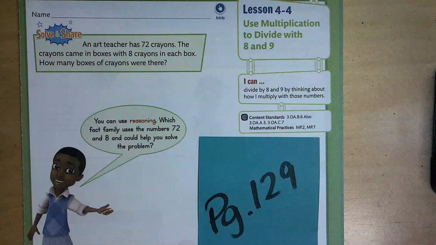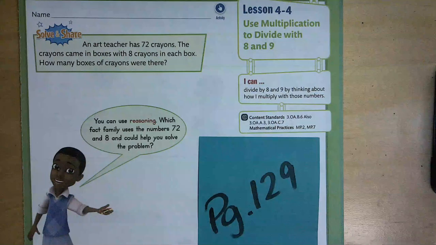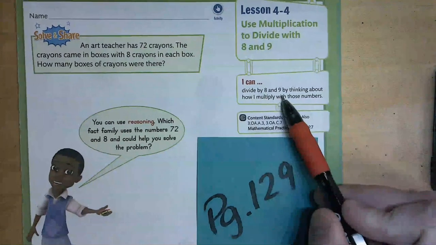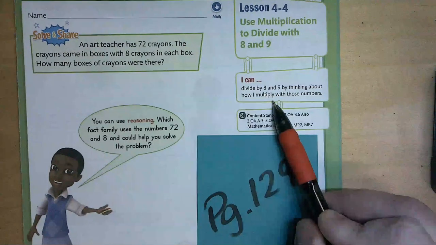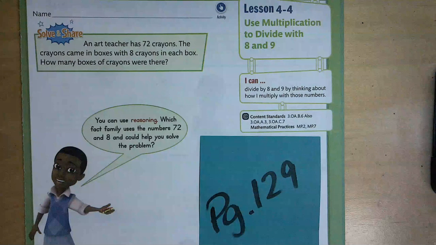Campbell. We are getting started today on page 129. We're going to be doing lesson 4.4, which is use multiplication to divide with 8 and 9. At the end of this, we want to be able to say, I can divide by 8 and 9 by thinking about how I multiply with those numbers. So we're going to be talking about how we can use multiplication to divide, specifically using facts of 8 and 9. So that's what we're going to jump into.